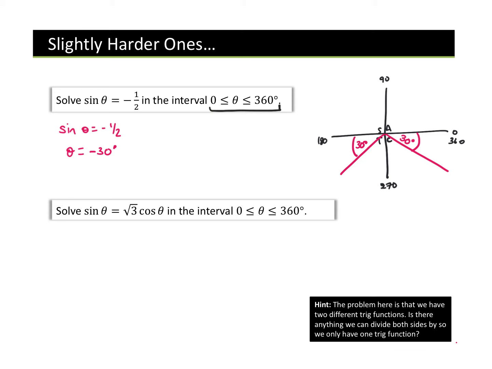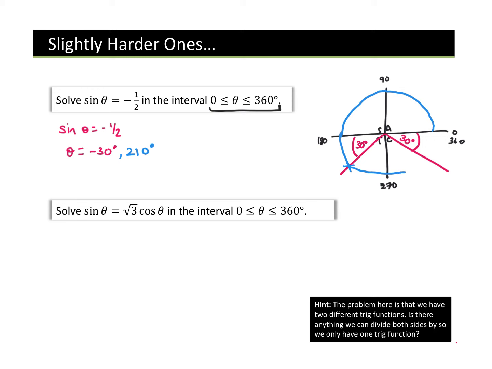Okay, so it wants it in the interval. So now this is set up, I can start going round. I start at 0. Is there any intersection between 0 and 90? No. 90 and 180? No. 180 to 270? Yes, I found my first intersection. What is this value? This is 180 plus 30, which is 210 degrees. So there's my first intersection.